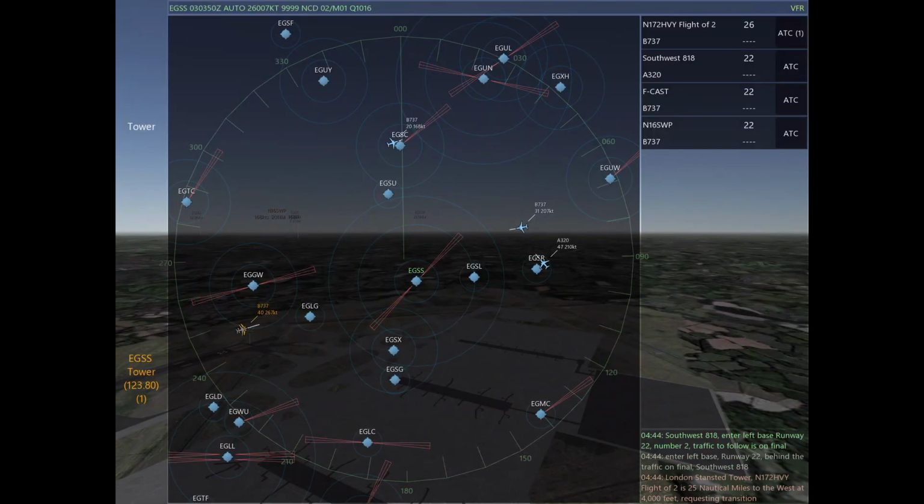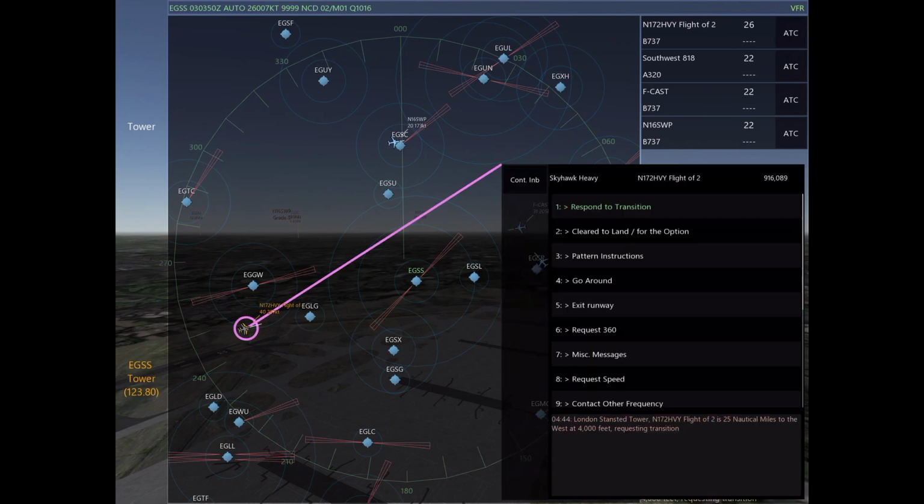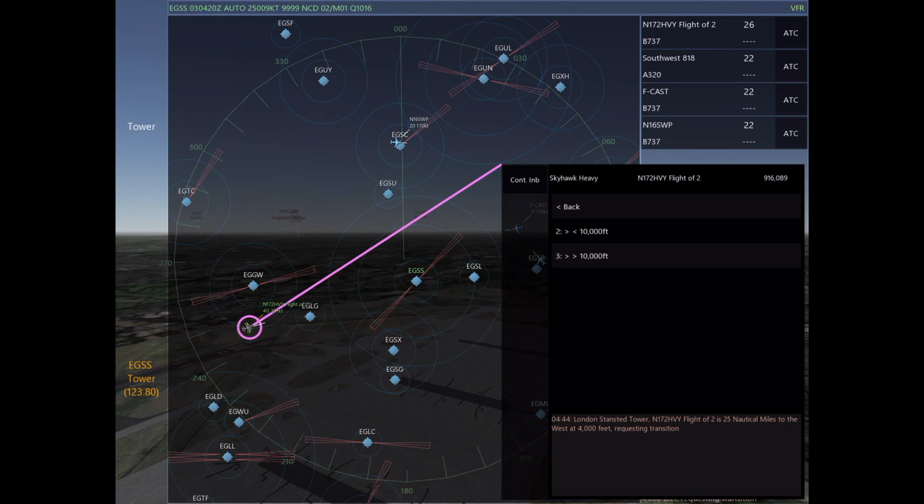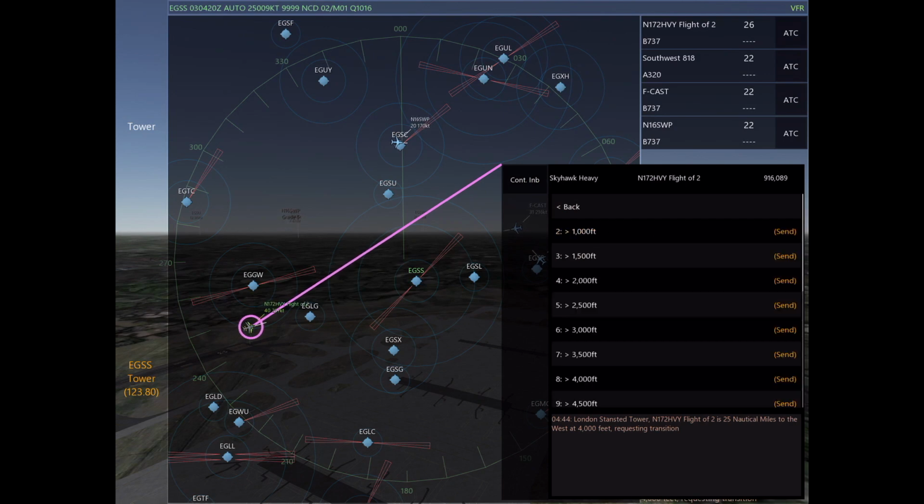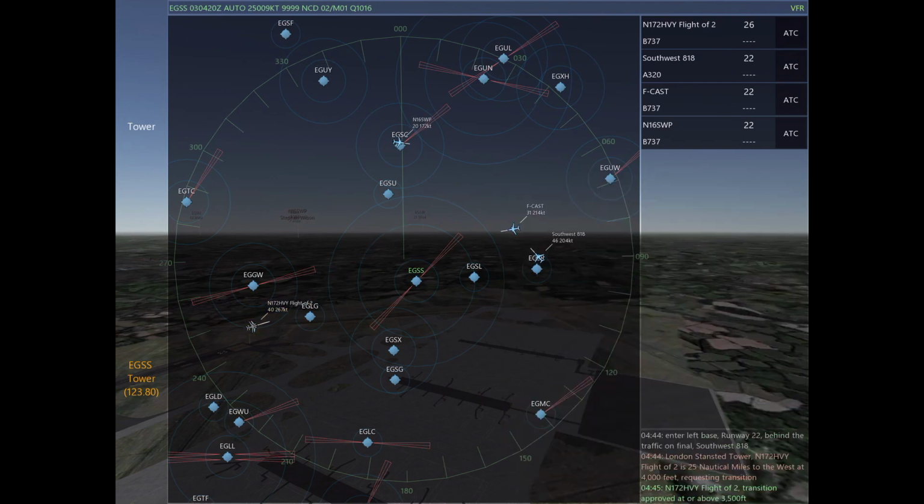The next thing I want to talk about is transitions and flight of 2 on Infinite Flight. November 172 Hotel Victor Yankee flight of 2 is requesting a transition. I'm going to approve it by saying transition approved at or above 3,500. On Infinite Flight, you must request the transition with the tower if you're going to be passing within 5 miles of the airport and within tower's airspace.